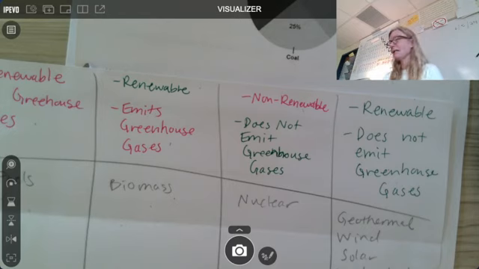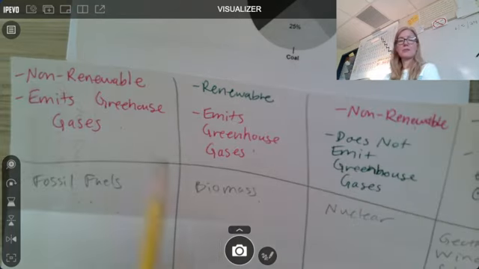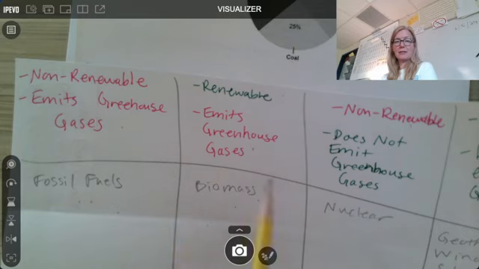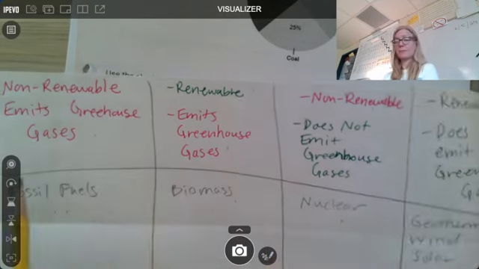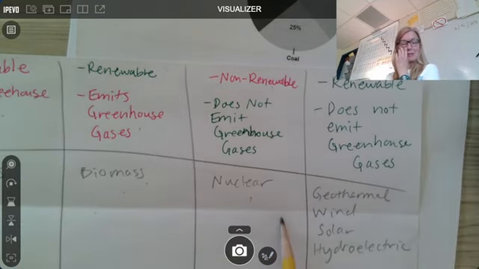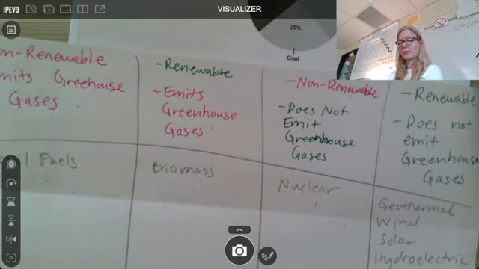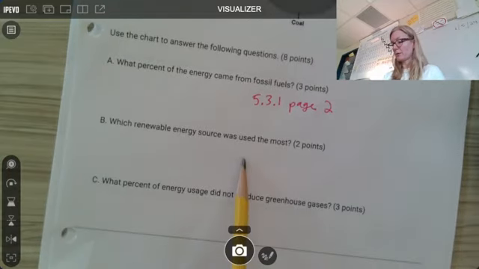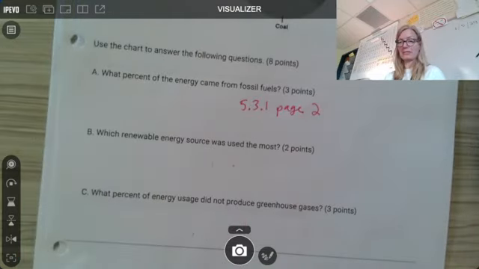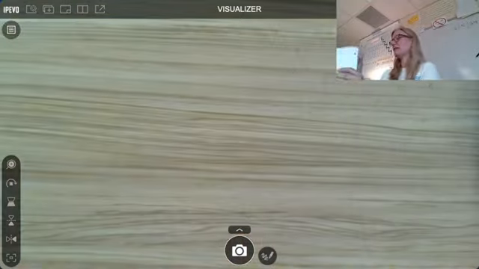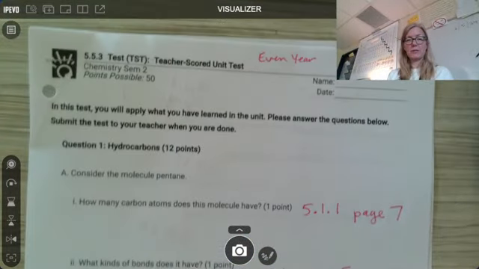A nuclear reaction is not a combustion reaction. These other things are burned. You take the substance and you burn it in the presence of oxygen, and it makes carbon dioxide and water vapor. The carbon dioxide is a greenhouse gas. A nuclear reaction does not emit any carbon dioxide. It does release a lot of heat, just like combustion does, but it doesn't emit any greenhouse gases. So hopefully those categories will help you answer B and C. Use what I just told you as well as the graph to answer B and C. All right, so that is it for the 5.5.3 test.